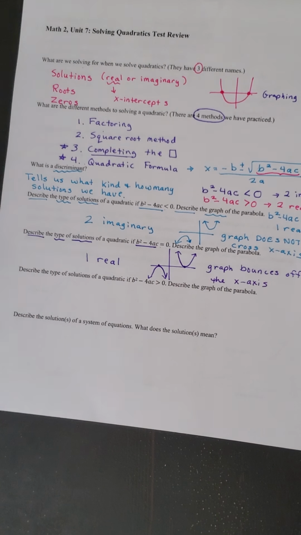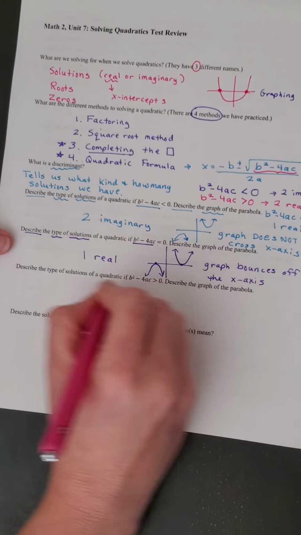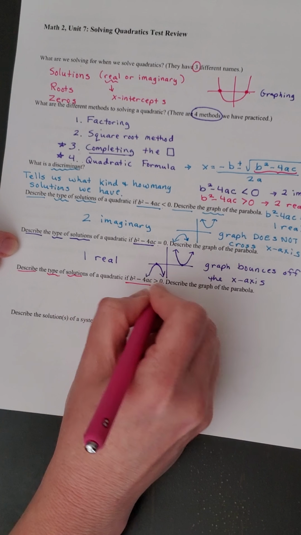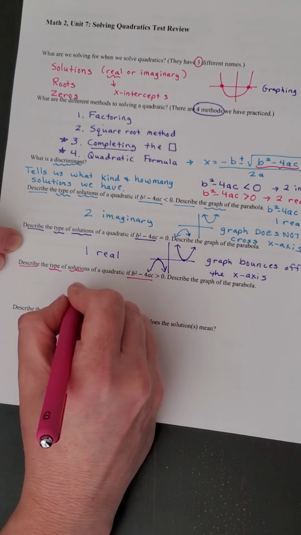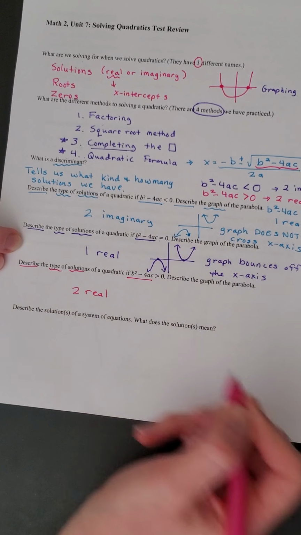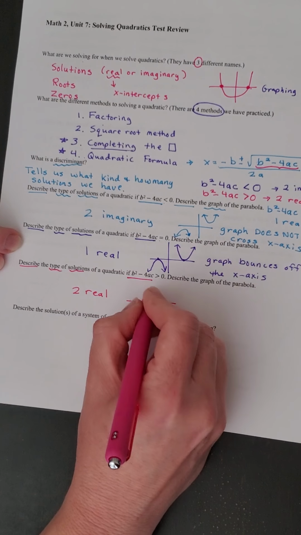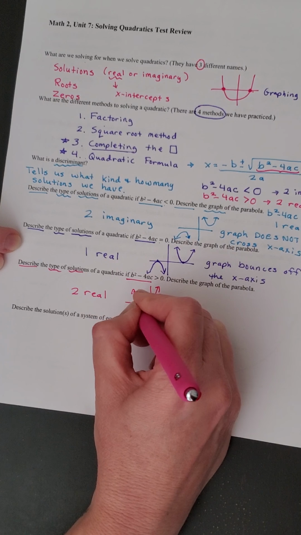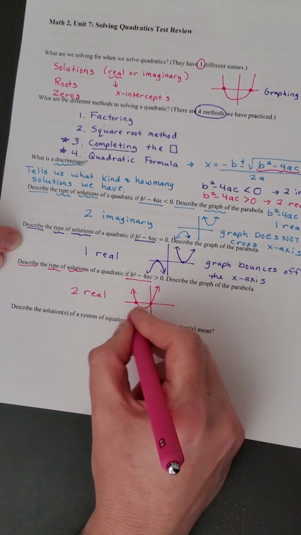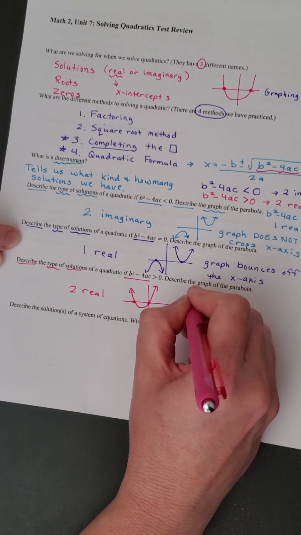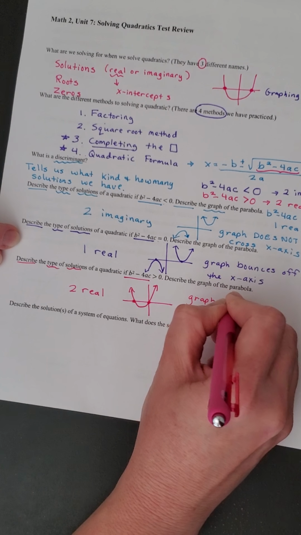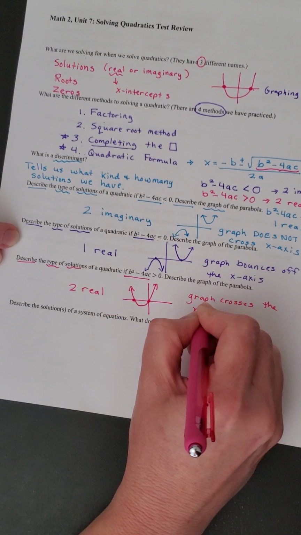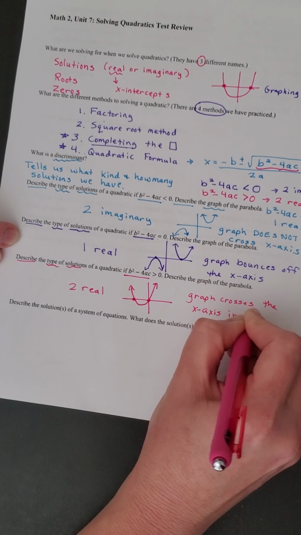And then finally, the last case, which is describe the type of solutions if b squared minus 4ac is positive, well, then we'll have two real solutions. And what will happen is the graph will do something like this. It'll cross through, and we'll have 1, 2 solutions. And it could also be downward facing. And so the graph crosses the x-axis in two places.